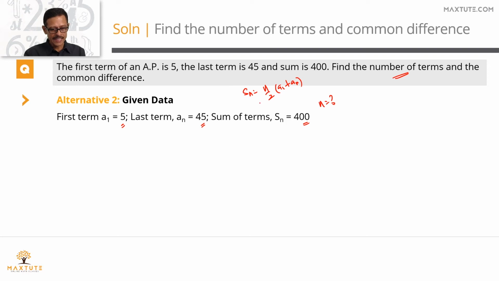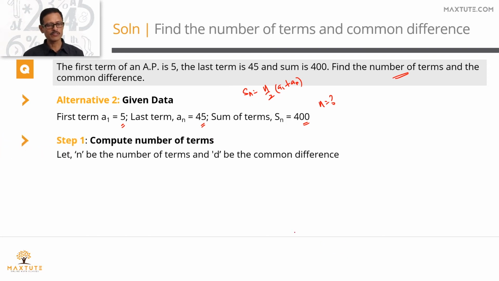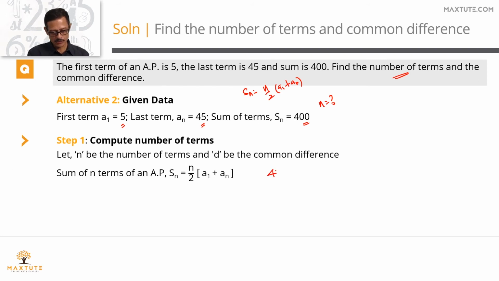So let's plug the data into this formula, find out the number of terms, which is the first thing that we're going to be doing. Here's the formula in a printed form. Sn equals n by 2 into (a1 plus an). Do we know Sn? Yes, that's equal to 400. This is equal to n upon 2. We are trying to find out the value of n. A1 is 5, an is 45. Both those data have been presented to us. 5 plus 45, 50. 50 by 2 is 25.